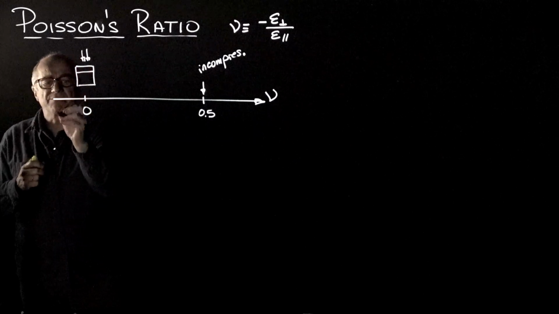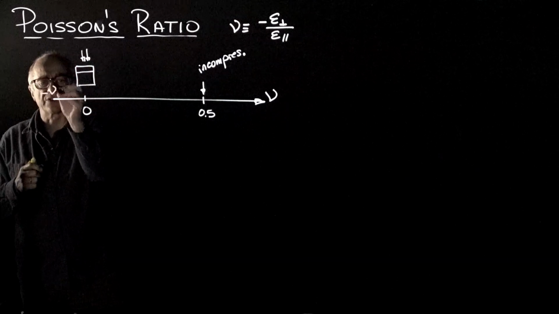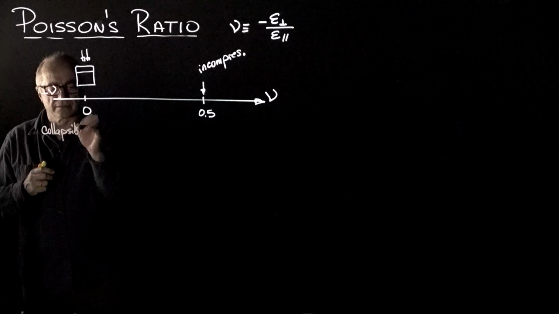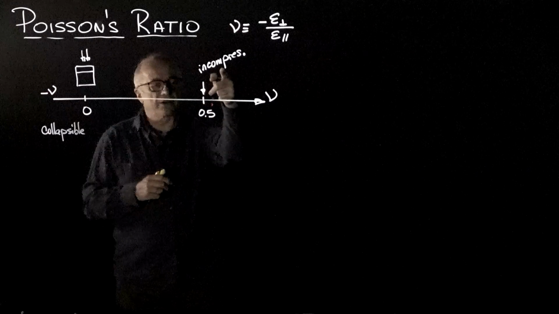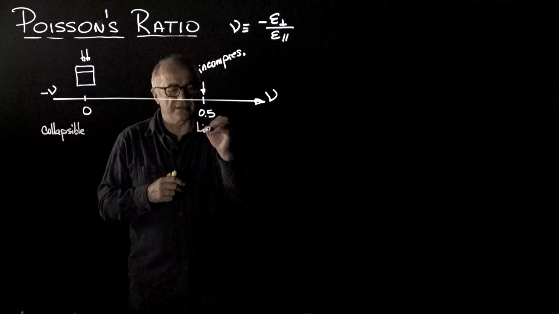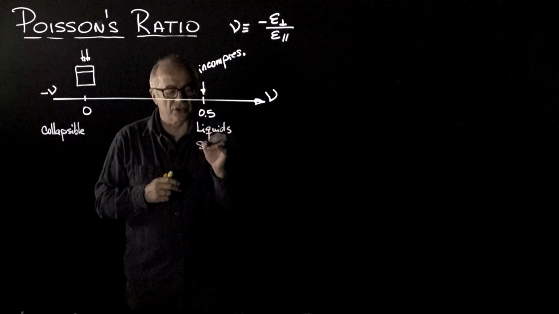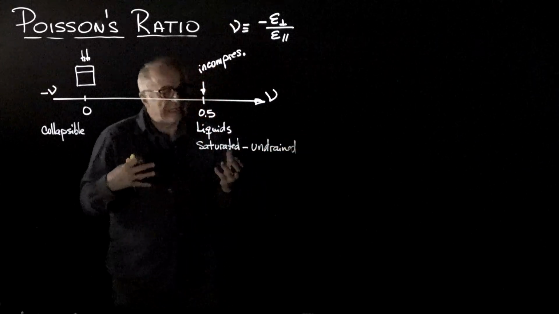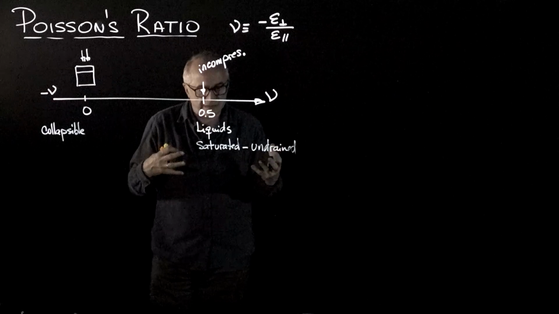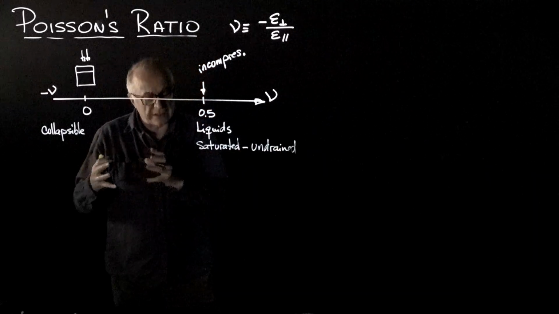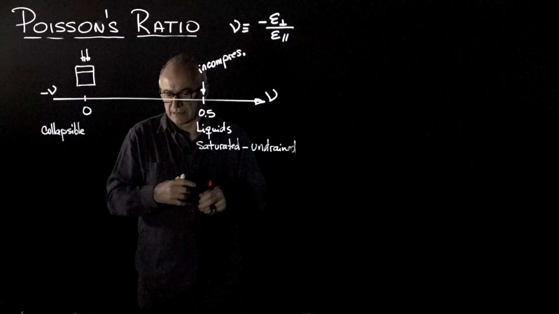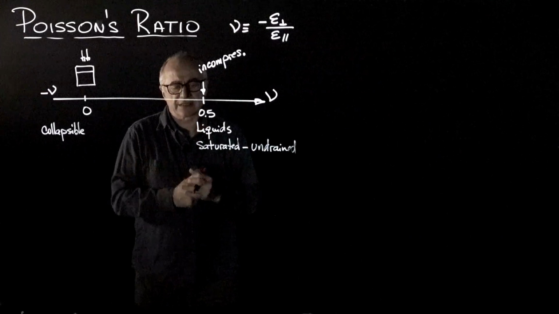So there is some possibility for negative Poisson ratio for highly collapsible soils. And when is it going to be incompressible? When this is liquids, saturated soils under undrained conditions. Basically here we are assuming that the bulk stiffness of the water and the mineral that makes the grains is infinitely high, which is actually not true.